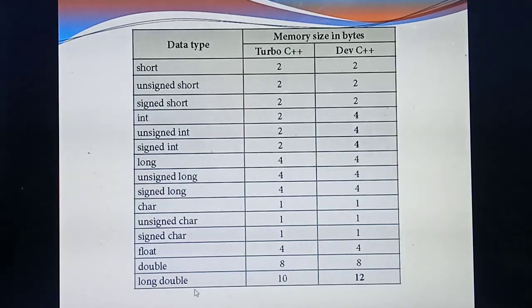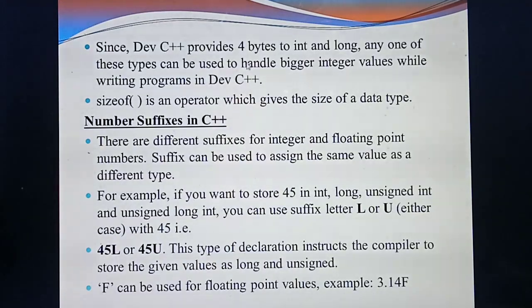Remaining everything same, or is some differentiation there? Next, long double. Long double in Turbo C++ is 10, but in Dev C++ it is 12. Okay, 4 differentiations are there in memory space. What are they? Integer in Turbo C++ is 2, but in Dev C++ 4. 3 integers, what are they? Int, unsigned int, and signed int. Those 3 integers are 2 bytes in Turbo C++, but 4 bytes in Dev C++. As well as long double: Turbo C++ 10 bytes and Dev C++ 12 bytes. Understood? This one is very, very important. Same explanation they are giving. So integer is 2 bytes in Turbo C++, here 4 bytes. Okay. So this is important.